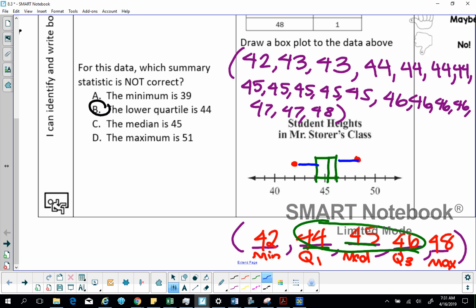How much is each interval worth? What percent? 25%, right? That's why they're called quartile 1, quartile 2. Each one is worth 25%, no matter how stretched out it is or not. Cool. So make sure you have that down.